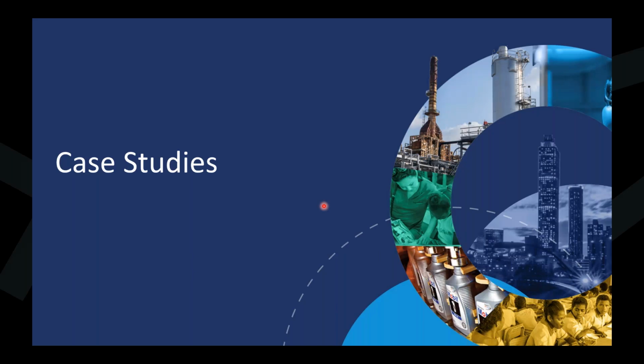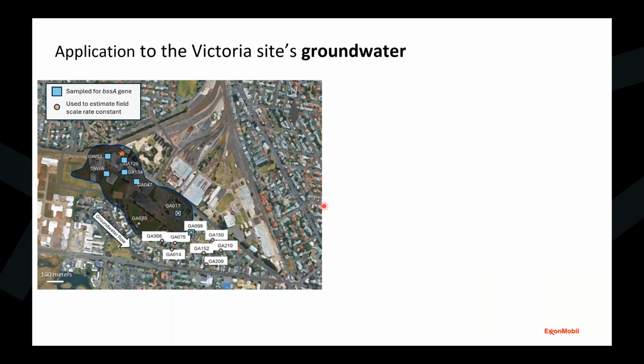And so now let's see what happens when we take the qPCR data and use this equation to calculate the rate constant. For case studies, as mentioned, the first case study is this site in Victoria, where we sampled groundwater, and the wells with the blue squares are the ones that were sampled for the bssA gene, and the others with the orange dots are the ones used to estimate the rate constant. You can see that there is an overlap on two wells, and so basically we can cover most of the site. Again, as mentioned before, the orange star is where the spill started, and the shape of the plume is roughly the one in the dark spot.